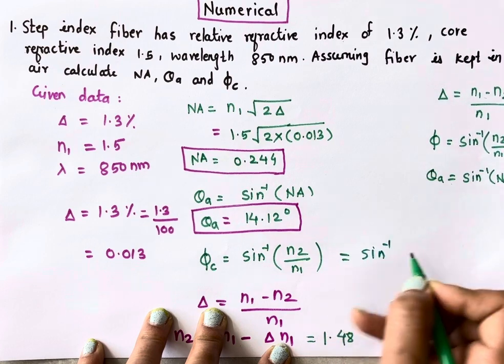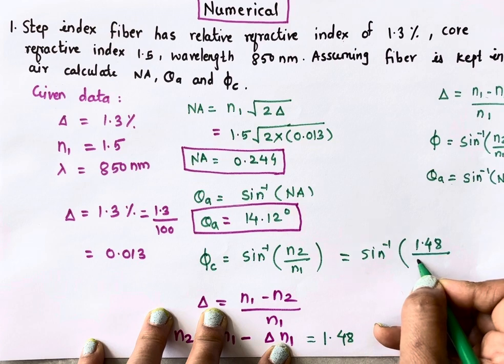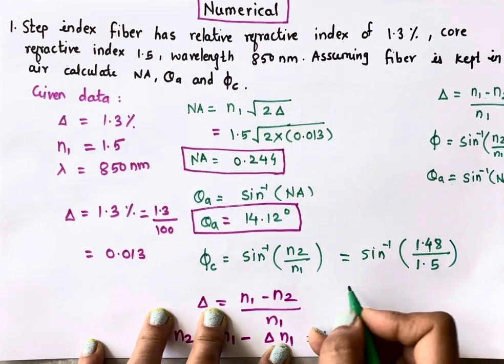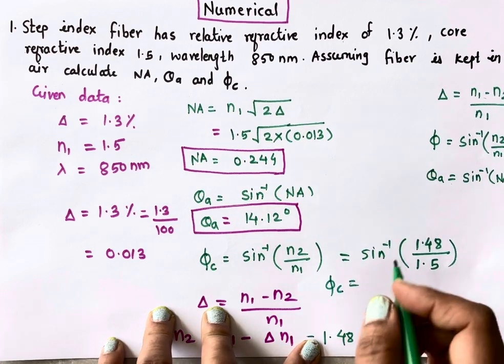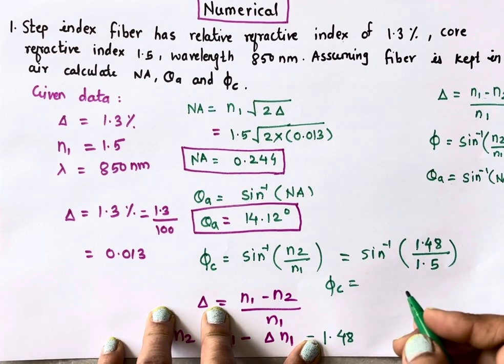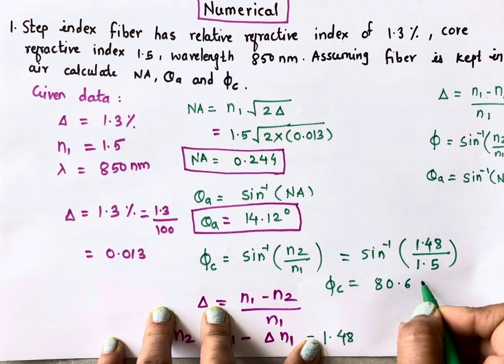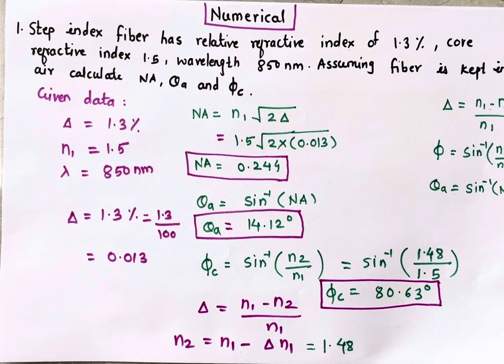Now we have the value of n2 and n1, so we can calculate the critical angle. Sine inverse of 1.48 divided by 1.5, and you will get the critical angle as 80.63 degrees. In this way we can calculate the value of numerical aperture, acceptance angle and critical angle.